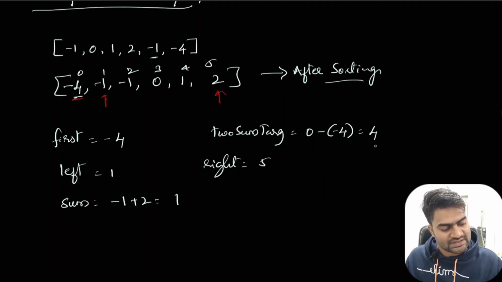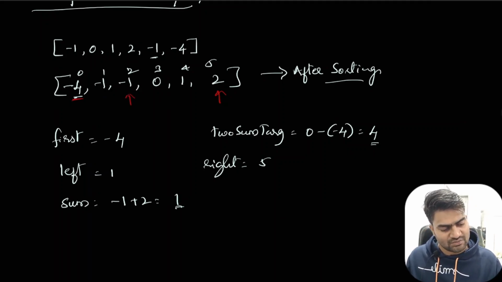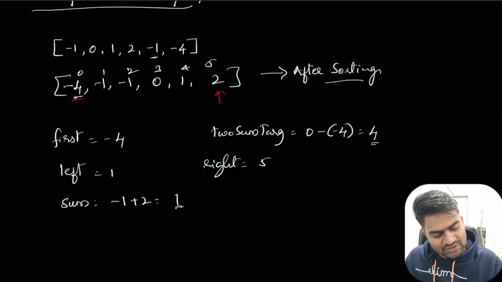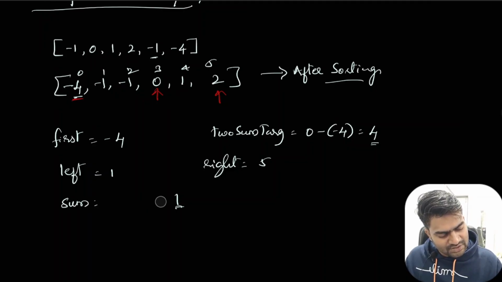Correct, right? But what is the target we are looking for? 4. So this 1 is less than 4. So I will increase my left pointer. It will point to -1 now. Again it's the same number, right? So we will have to skip if the number is repeating. That way we also skip the duplicate numbers, because if that combination does not exist, there is no point in processing it again. So I will move to the next number. Now I will take this 0 and add it with 2.